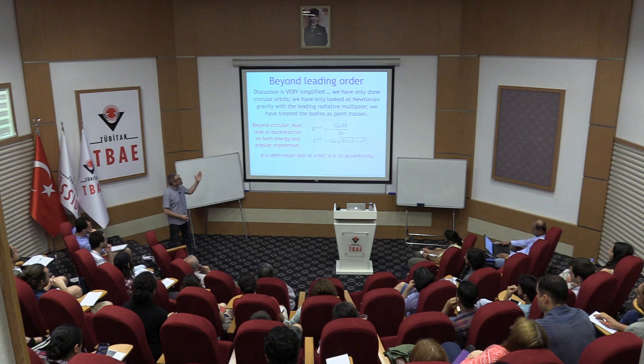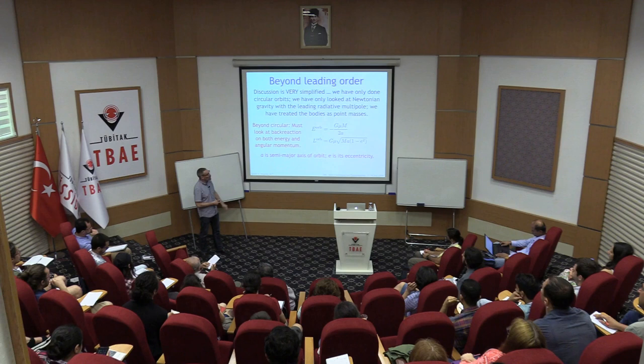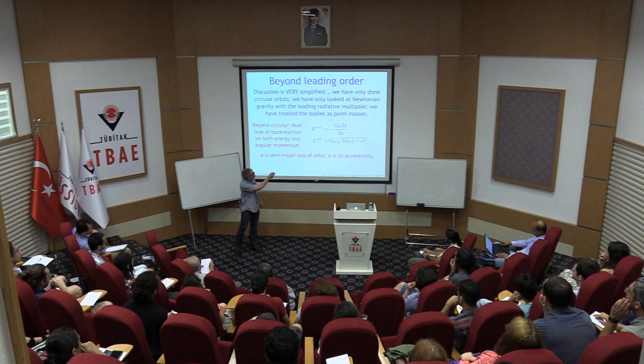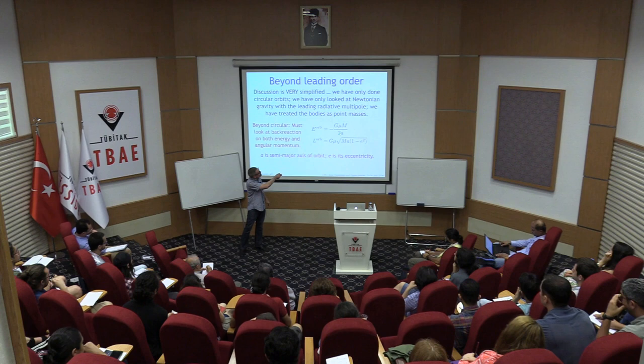Let's look first at what happens when you go beyond circular. So I'm going to leave the other conditions the same. I'm just going to look at the leading radiative multipole, and I'll continue to treat them as point masses. But I'm going to imagine it's got some eccentricity. Well, when that's the case, the system is not just characterized by its orbital energy. The orbital angular momentum and the energy are each, in a separate way, related to the system's geometry, in particular to its semi-major axis and to its eccentricity.